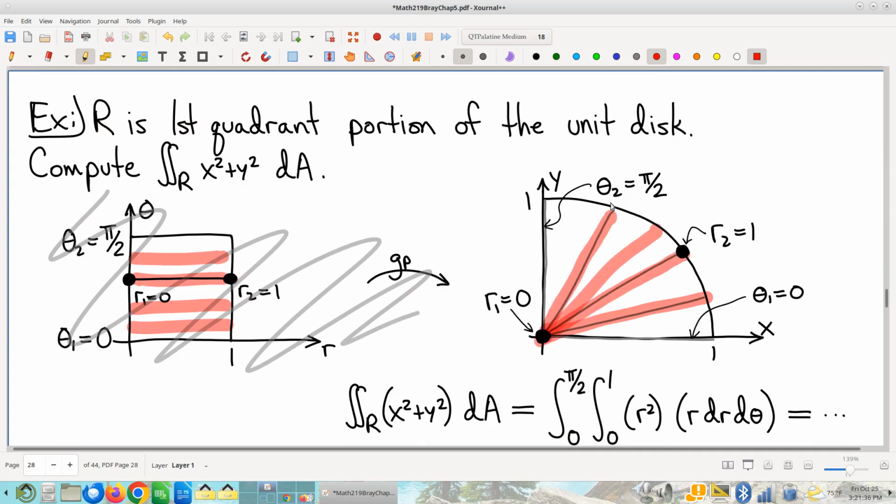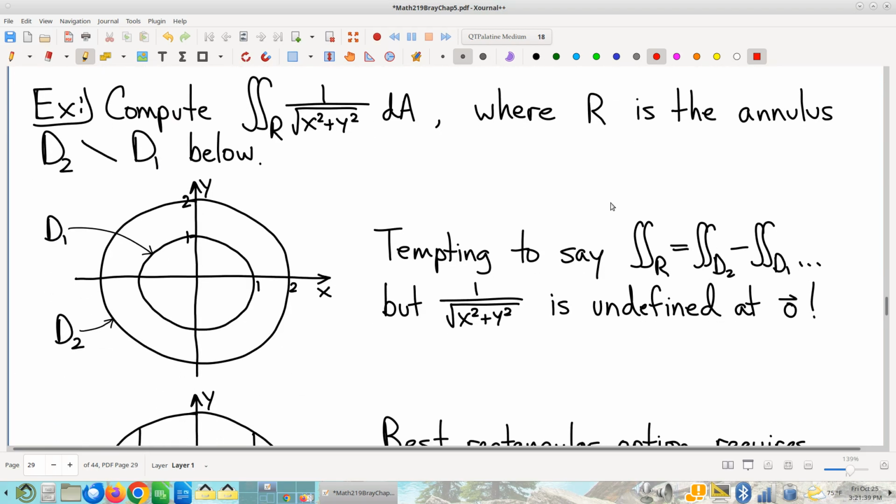Okay, all right. So another example. This is a nice one because of how difficult the example would otherwise be. This region is called an annulus. It's like a ring, like this. Something along those lines. So how do we do this?